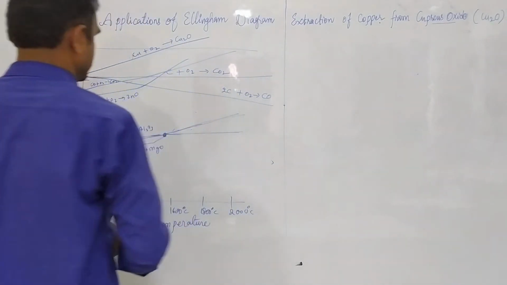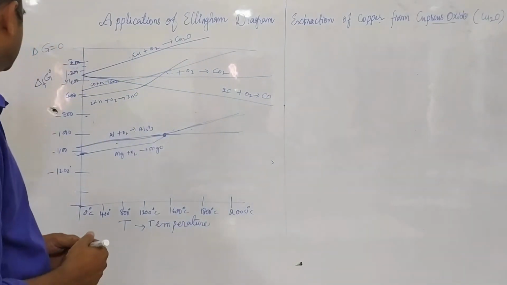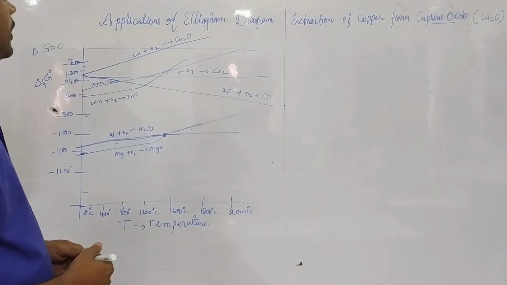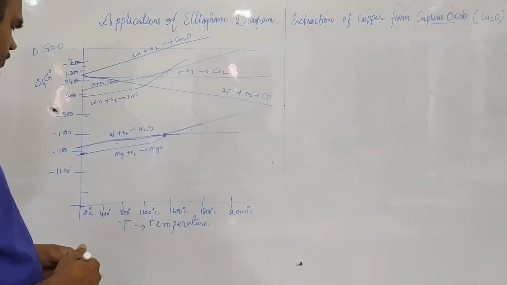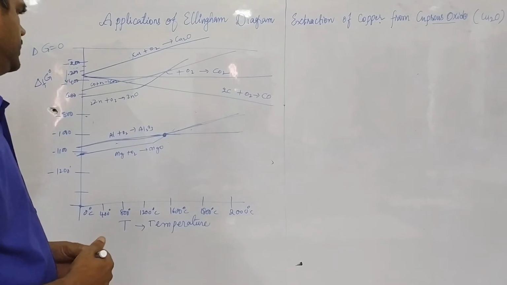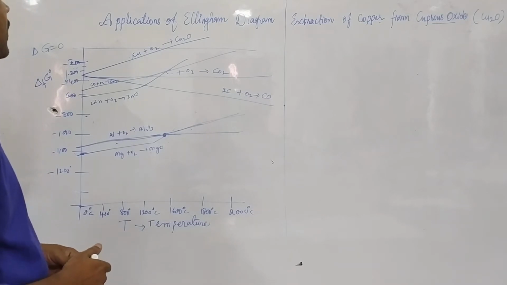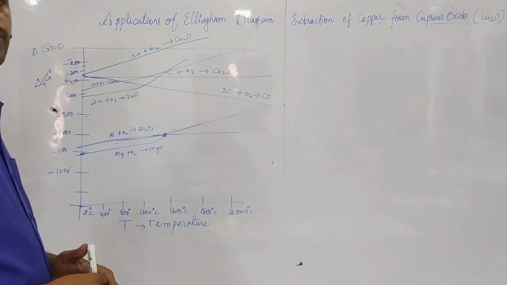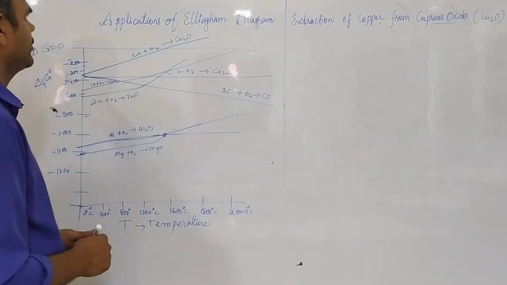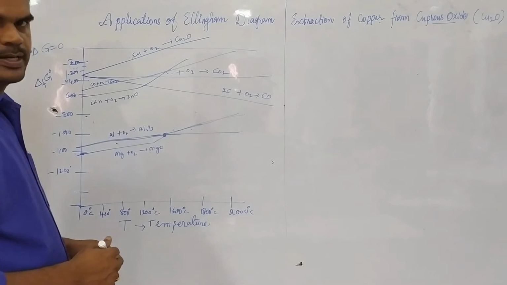As you know, the Ellingham diagram works on the principle of delta G, the free energy change, versus temperature. When the temperature increases, how will this Ellingham diagram work? So today I am going to talk about the applications of the Ellingham diagram.